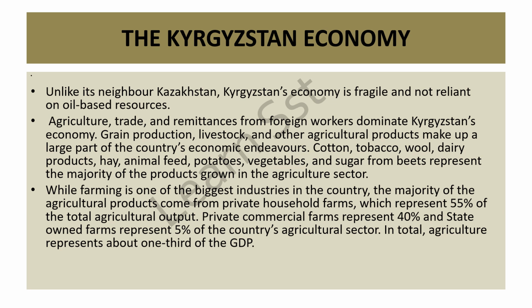The next 40% is from the commercial farms which are privately owned. Rest 5% is from the government owned farms. So this is the condition or the state of the agricultural sector. So in total, agriculture represents one third, one part out of the three parts. That is almost 33 to 35 percentage of the GDP. That is the gross domestic product.